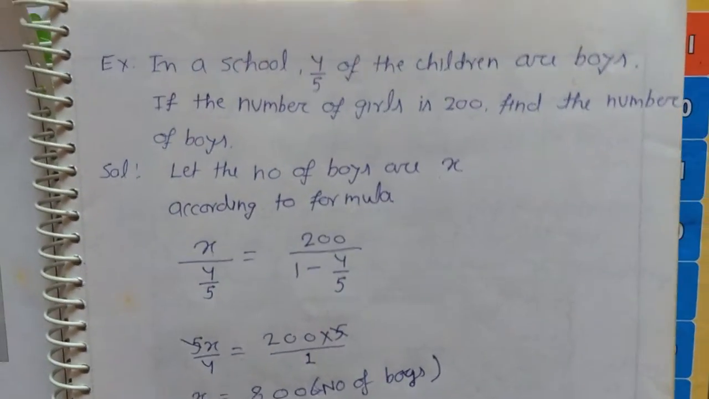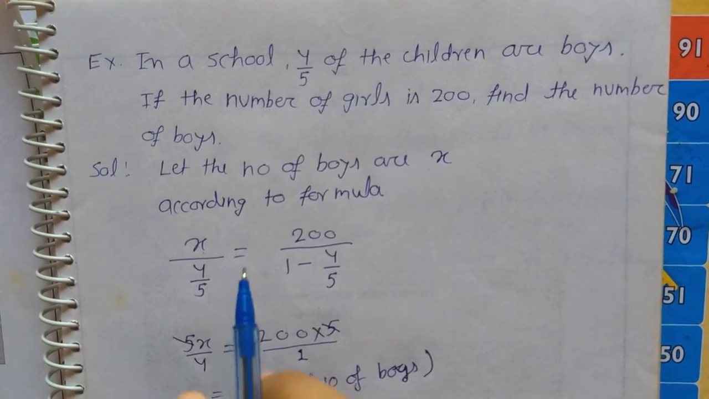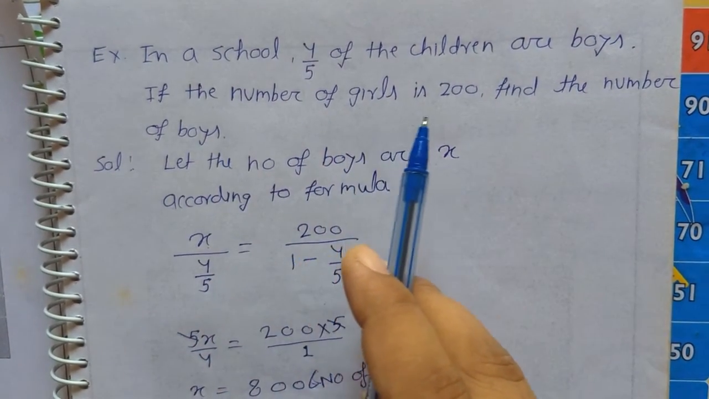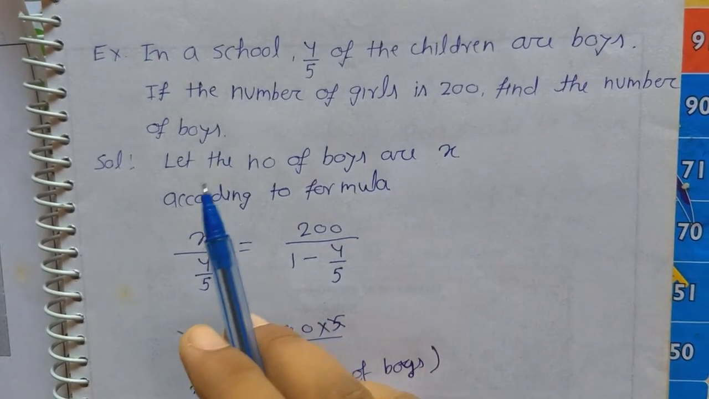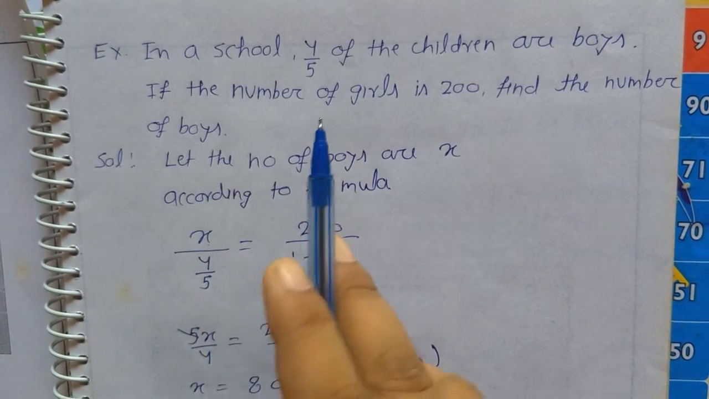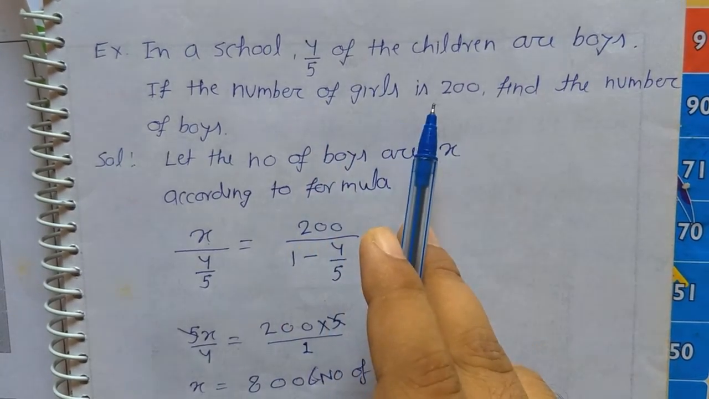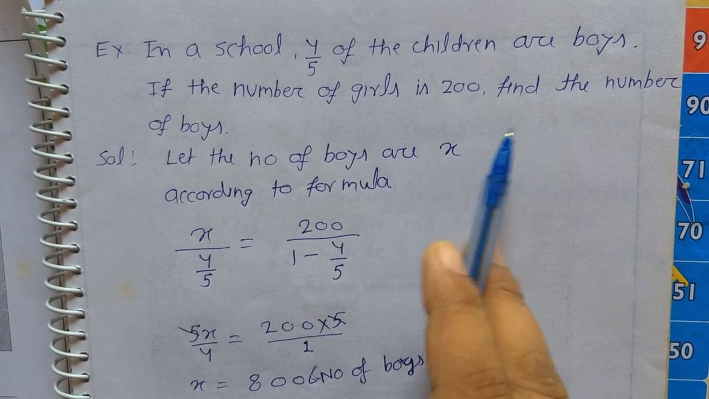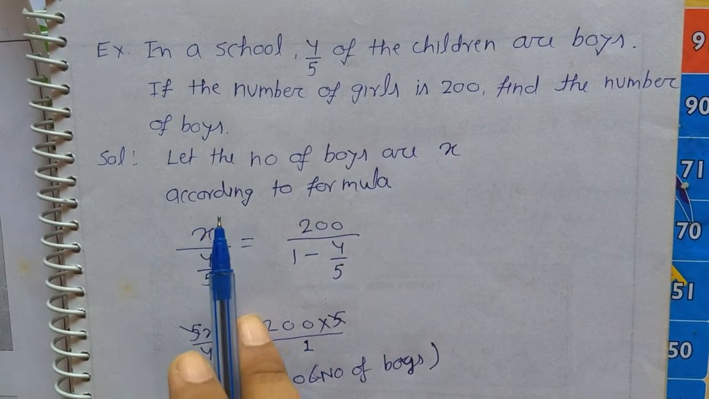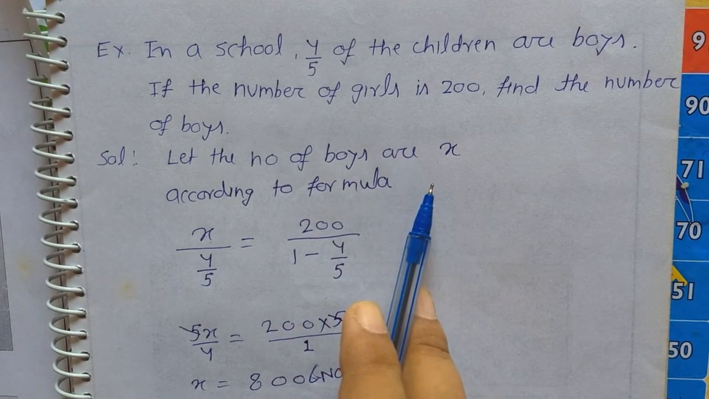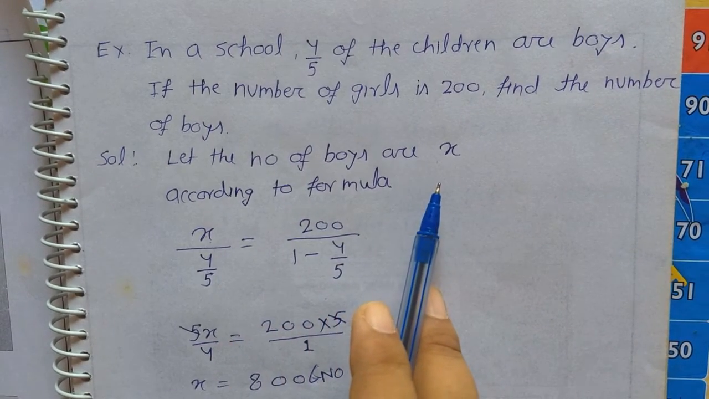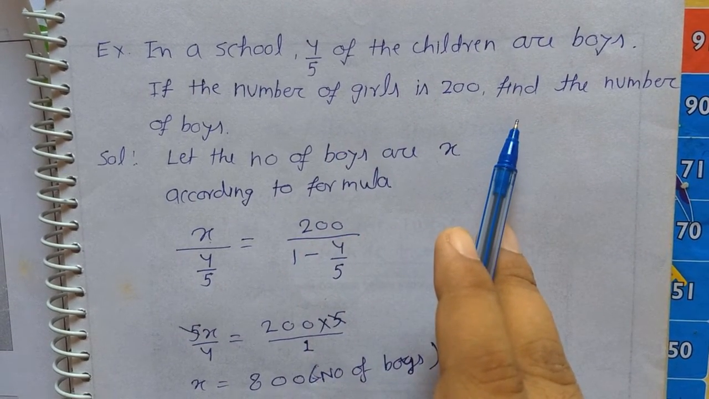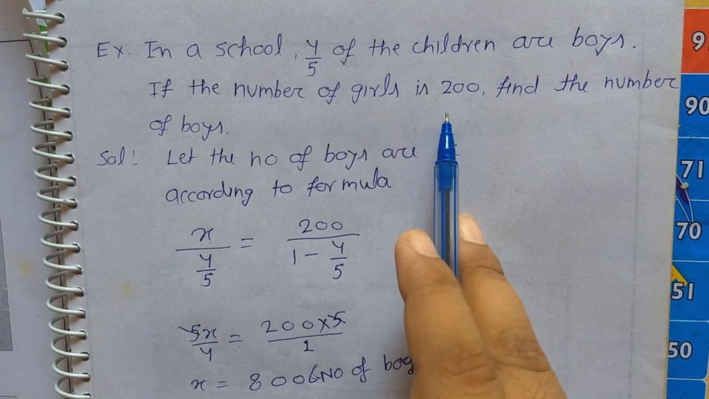See here, in a school 4 by 5 of the children are boys. If the number of girls is 200, find the number of boys. So 4 by 5 part of the children are boys. Let the number of boys be x. First we consider the number of boys is x, and we know that 4 by 5 part of the children are boys, and 200 is the number of girls.